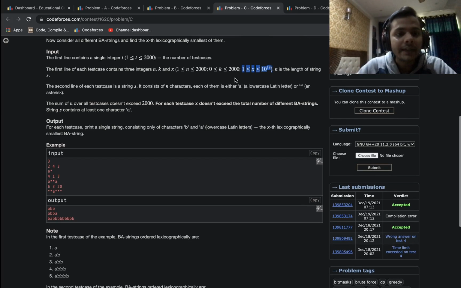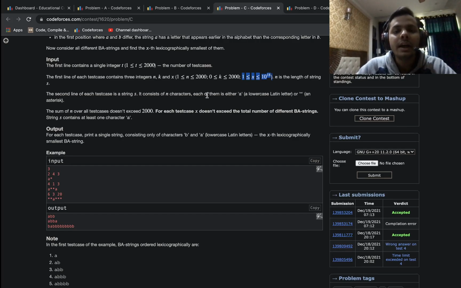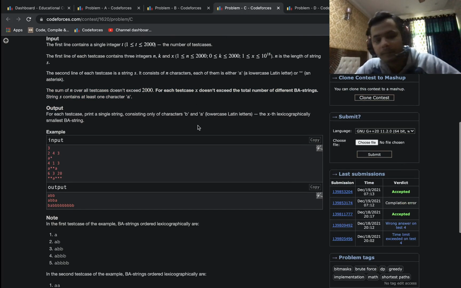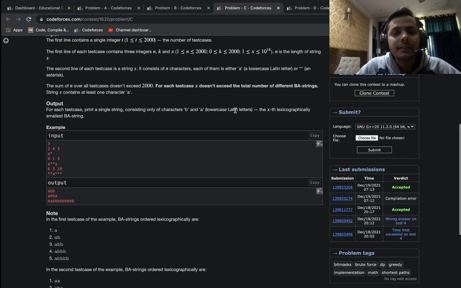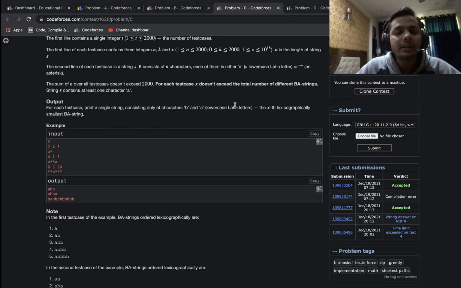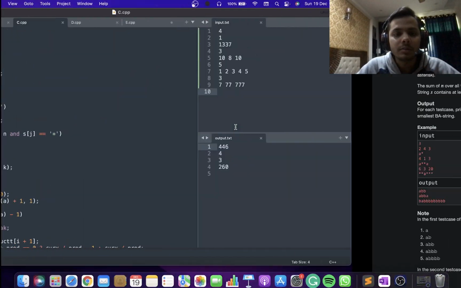Also, they have guaranteed us that the number of BA strings that can be formed from the input string is greater than or equal to x, right? So x doesn't exceed the total number of BA strings that can be formed. Yeah, so this is the problem. We need to output the lexicographically minimal string at the xth position, right? So let's see how we can solve this problem.